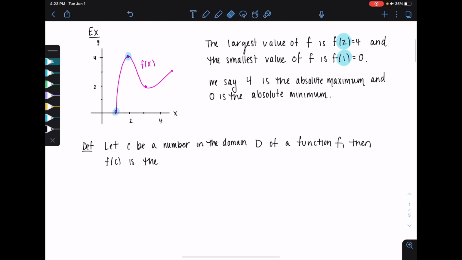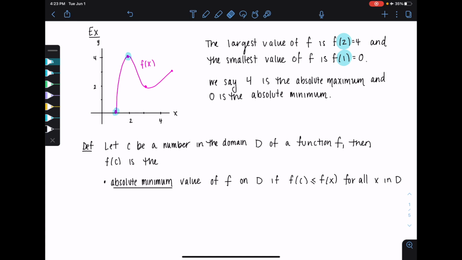So this is our first definition. We're going to let c be a number in the domain D of a function f. Then the y value at c is the absolute minimum value of f if this y value is smaller than every other y value, regardless of the x you pick. We would say f of c is the absolute minimum value of a function on a particular domain D if the y value corresponding to c is bigger than all other y values for every x in your domain.